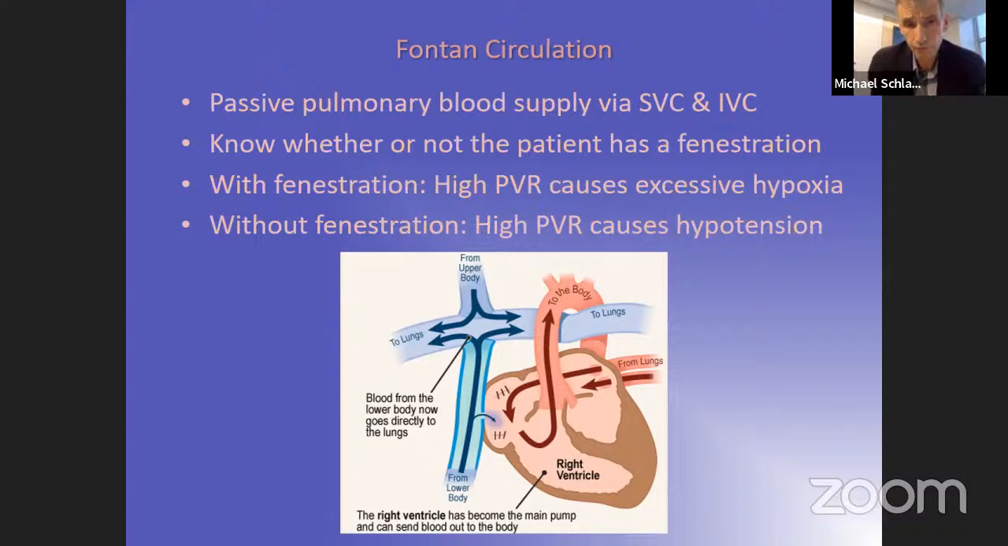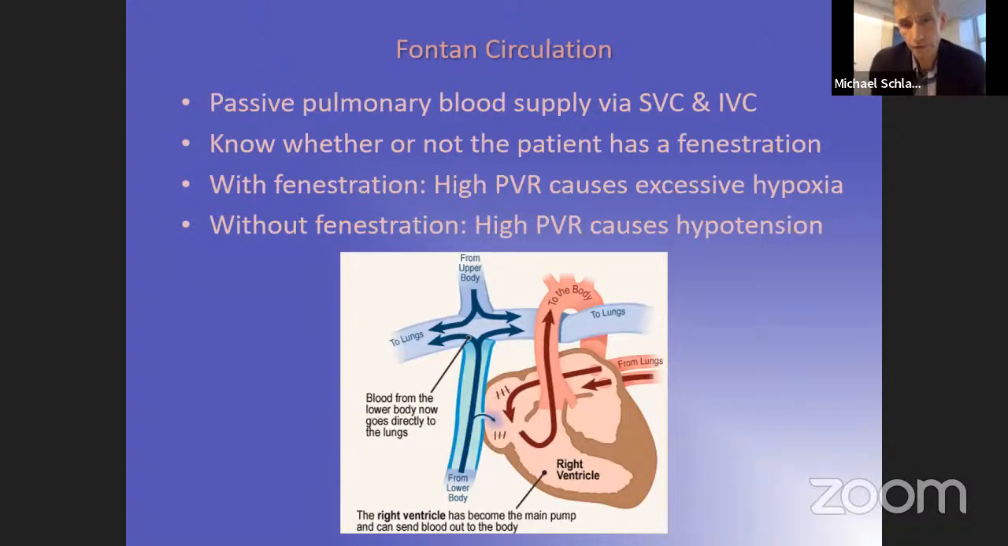But there's one important thing one has to know, namely whether or not they have a fenestration. The fenestration is a connection between the IVC and the common atrium that allows blood to flow over and bypass the lung. So in patients with fenestration, a sudden increase in pulmonary vascular resistance will cause excessive hypoxia. But it is sort of benign hypoxia because it's hypoxia as a result of intracardiac shunting. So the patient gets blue, but remains overall stable. The anesthesiologist has to know that.